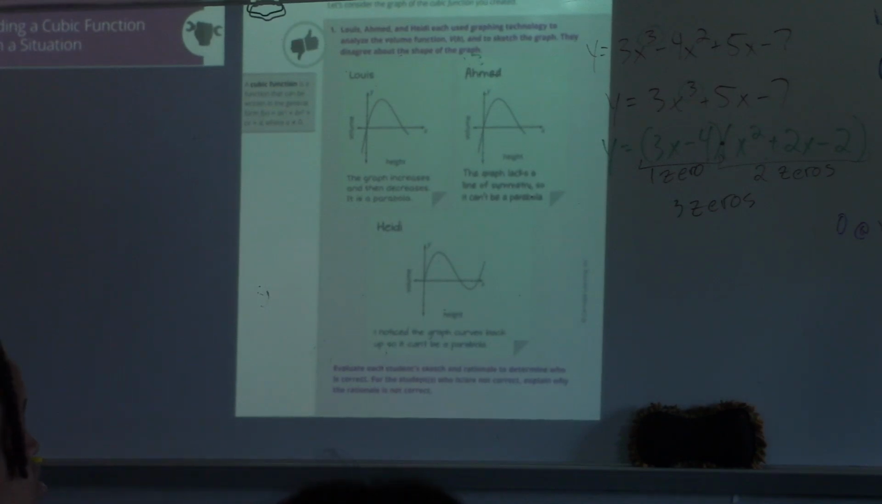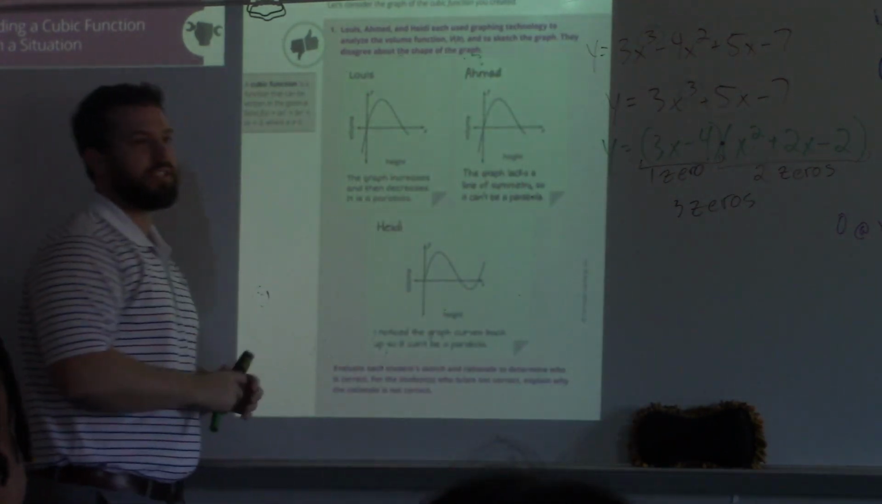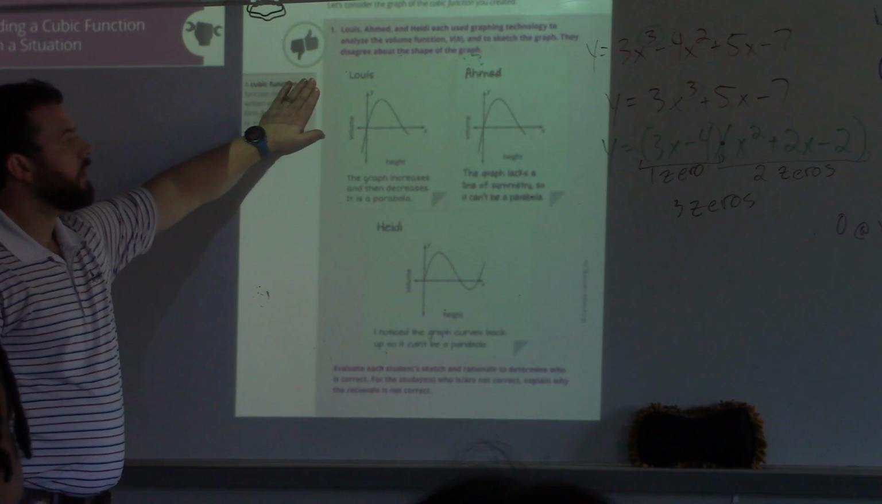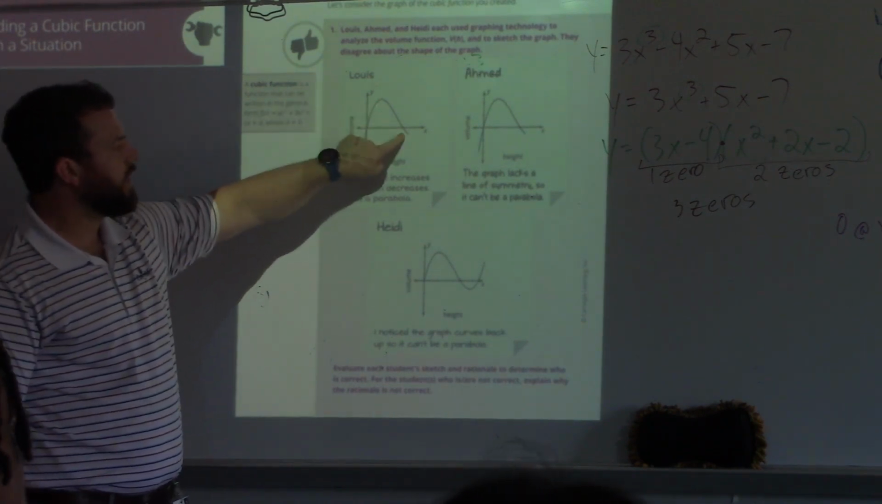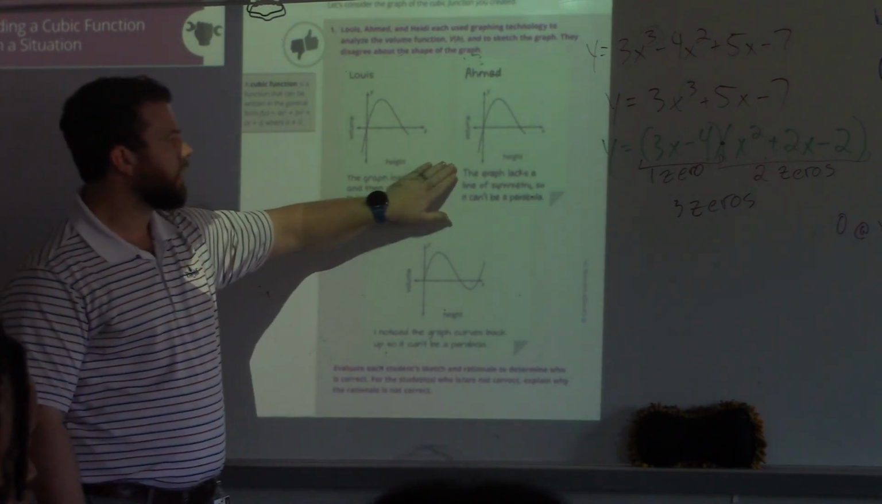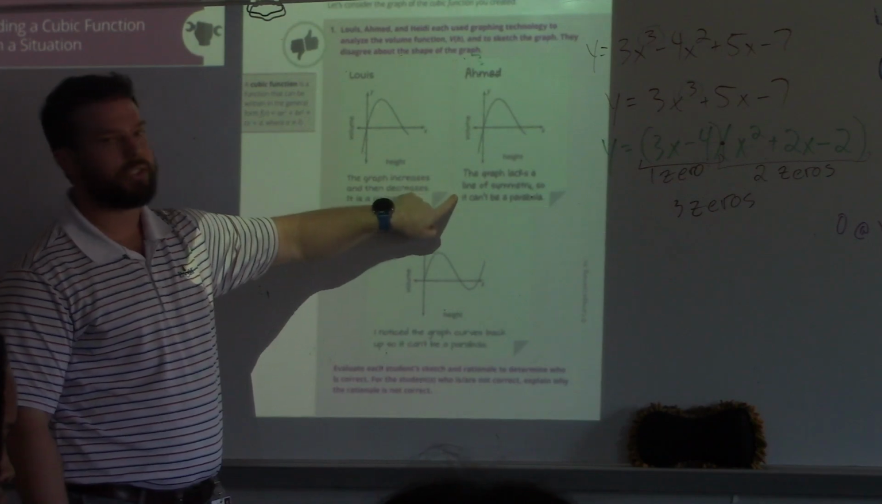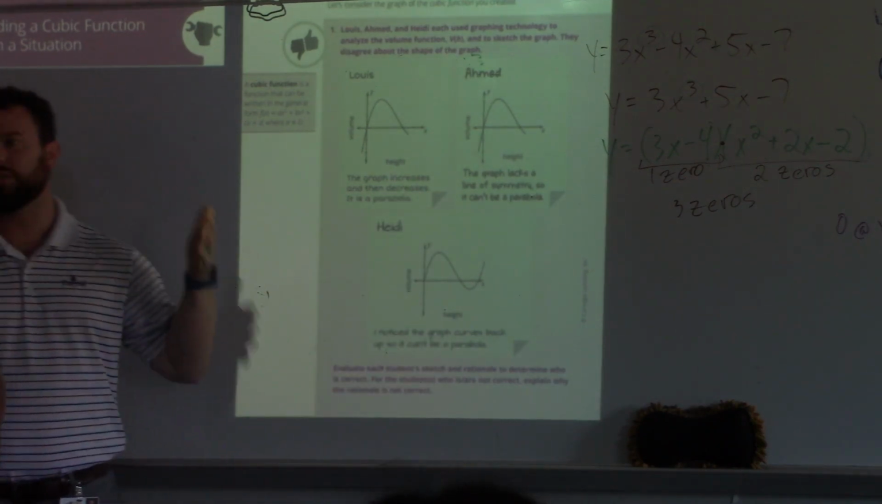Alright, here I want us to look at activity 3.1. Lewis, Ahmed, and Heidi use graphing technology to analyze a volume function sketch. We're going to look at this actual volume function in a second. Now, Lewis made the claim that the graph increases then decreases, so this function is a parabola. Ahmed said the graph lacks a line of symmetry, so it can't be a parabola. What do y'all think about Lewis versus Ahmed? Which one is right?